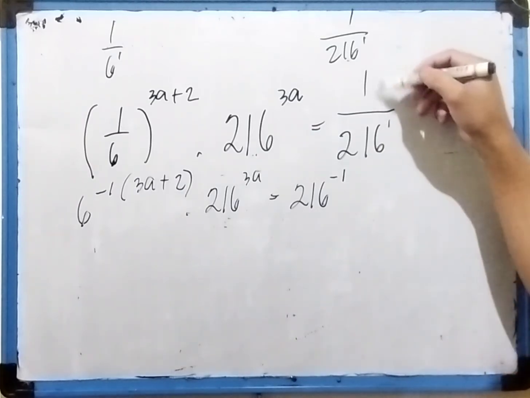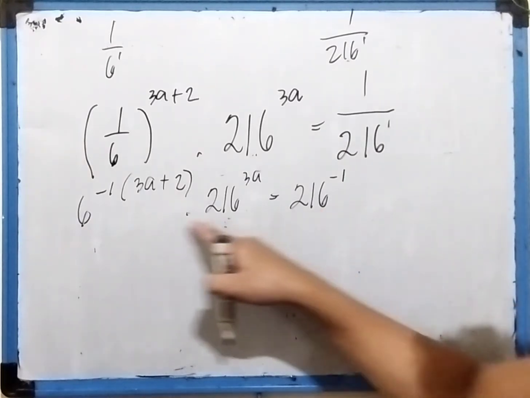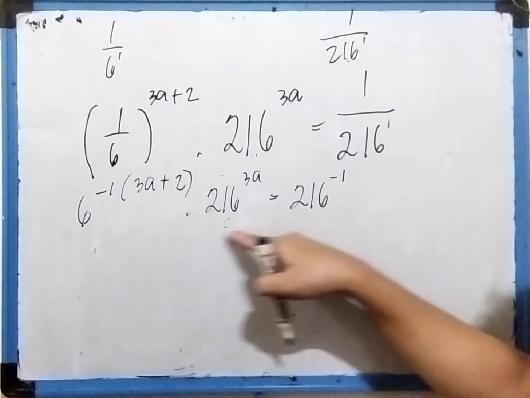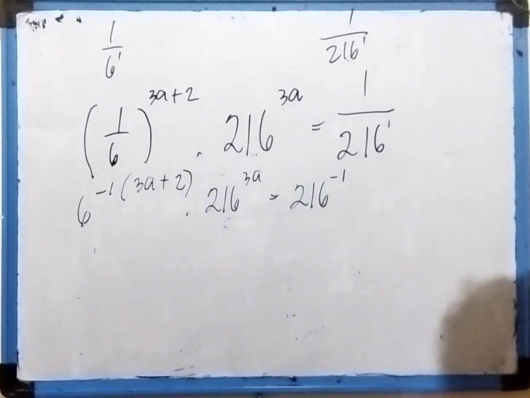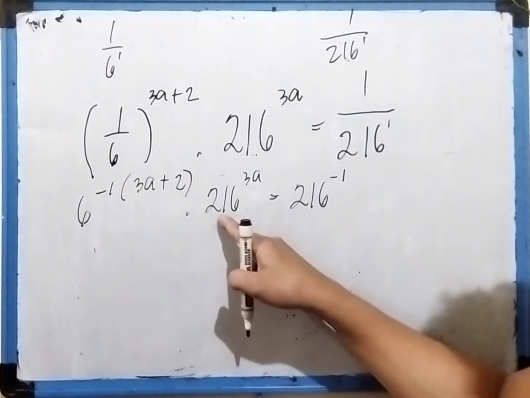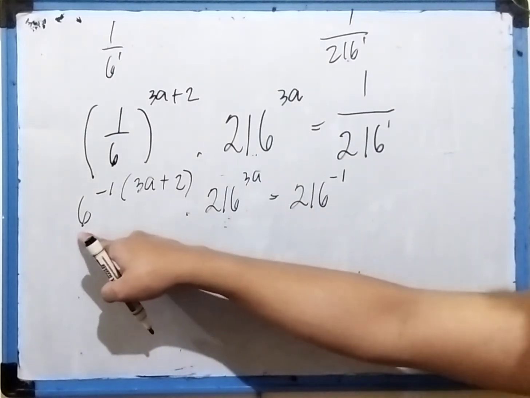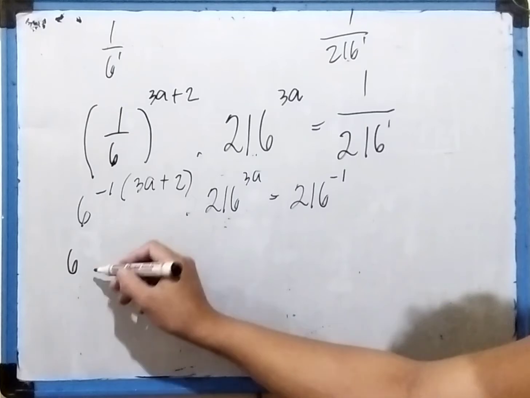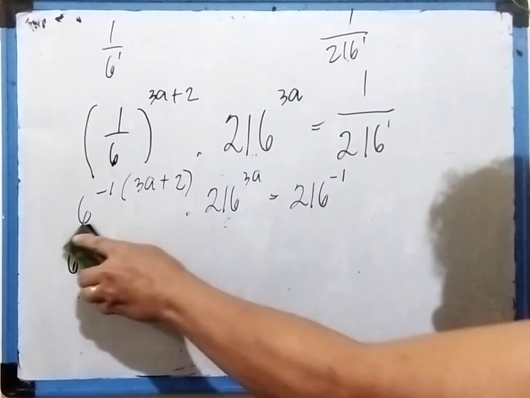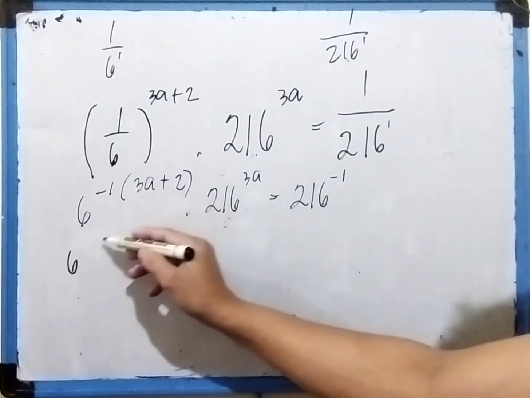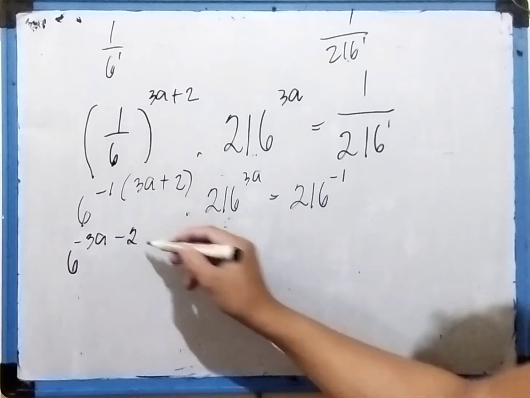So wala na yung over sa taas, nawala na po yung 1. Okay, so this time nasa linear form na po siya. Pwede tayo mag-cancel dito, basta magkakaparehas lang po yung mga bases niya. And since 216 ito, and this is 6, we can use base 6 here para makapag-cancel tayo. We have your negative. Okay, multiply na natin, diretso. Negative 1 times 3a is negative 3a. And negative 1 times 2 is negative 2.